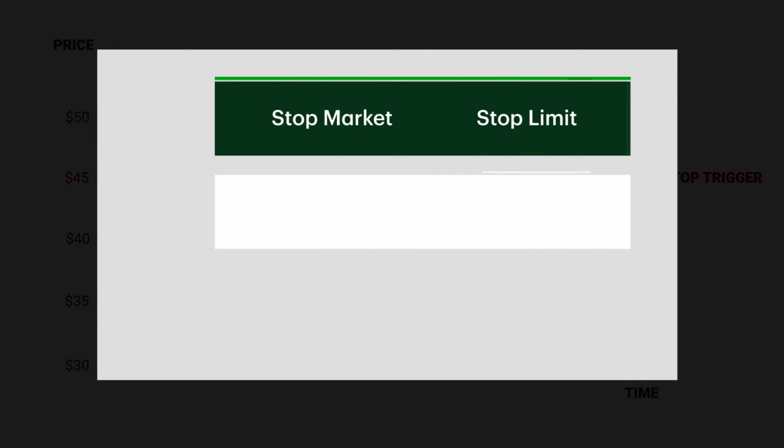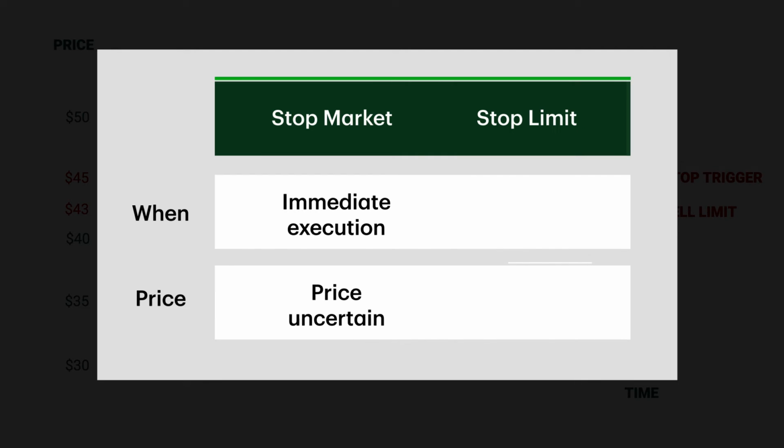So, with a stop market, the order is executed at the best available market price as soon as the stock price drops to or below the trigger price, but the exact price of the execution is uncertain.